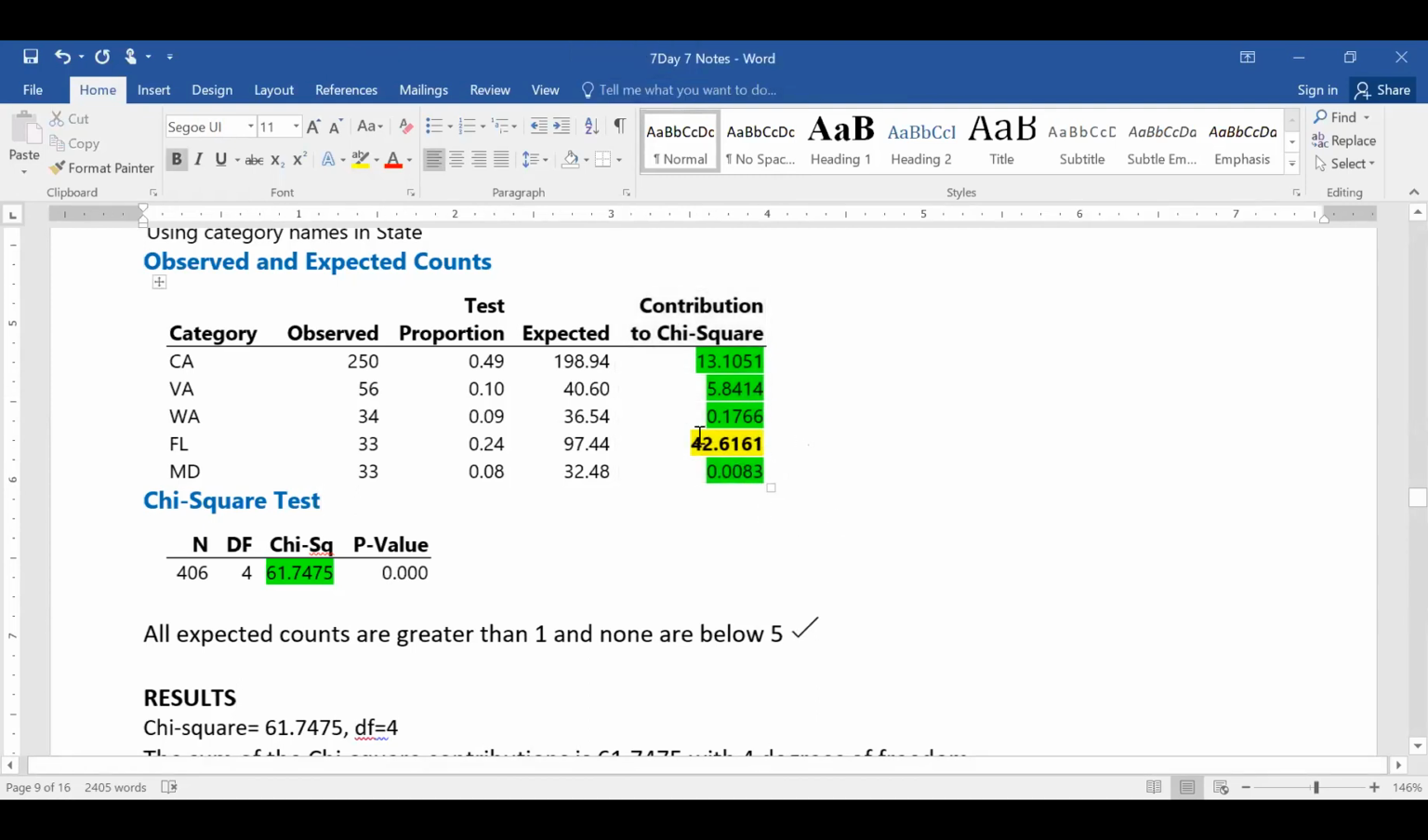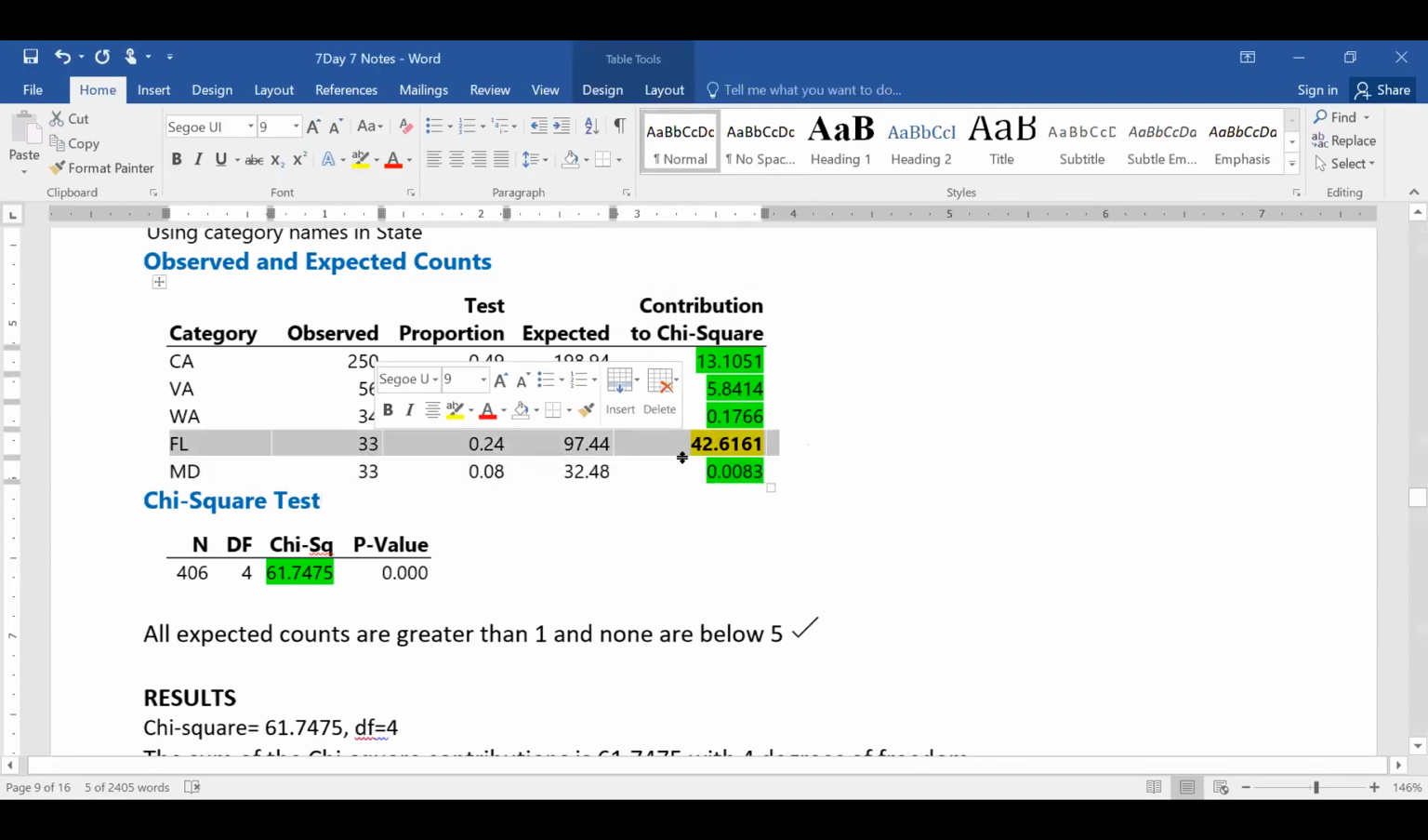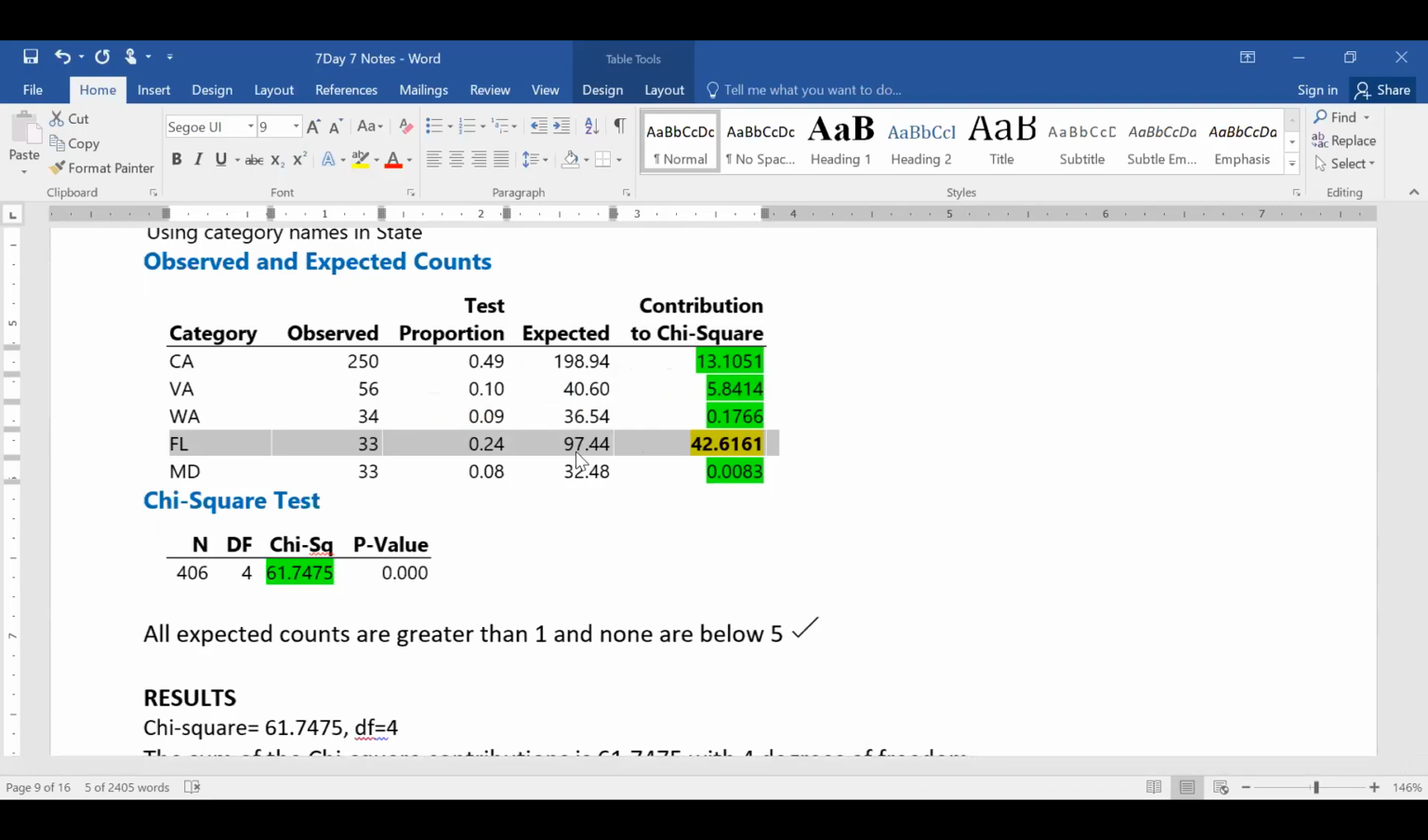It's Florida. Look at that number, it's 42. So that means the difference between my observed and what was expected is the greatest there. That's my greatest contributor. So I look at that and I say, okay, Florida is my greatest contributor. Now I want to say, is it higher or lower than what I expected? Let's take a look. My observed was 33. My expected was 97. I thought it was going to be 97 sales and it was only 33. So it's less than, and that's all I'm going to mention.